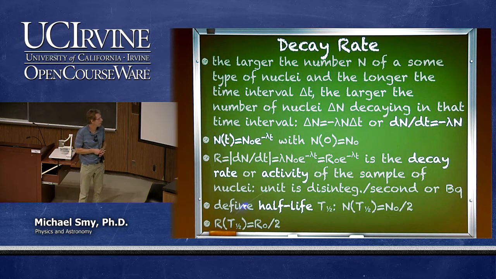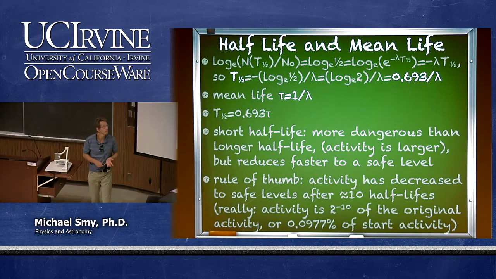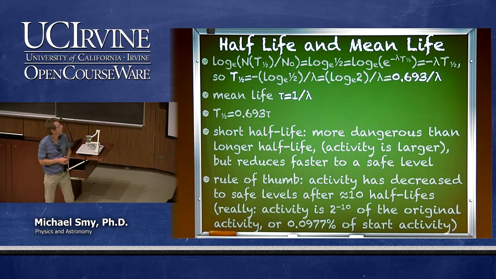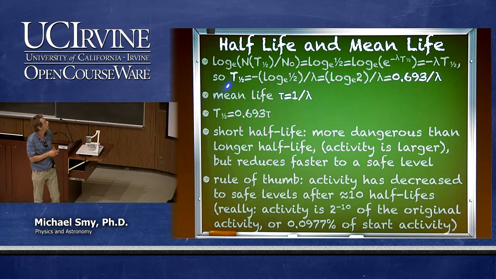And we define the half-life, T1 half, as that time where the number of nuclei that is left is one half the original number of nuclei. And because the activity is proportional to the number of nuclei, that means that the activity at the half-life is the original activity divided by two as well. There's also another time we can define, which is the mean lifetime. And that relates to the half-life time, T1 half.